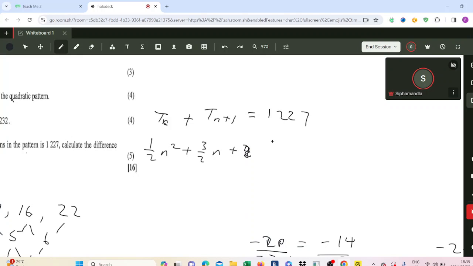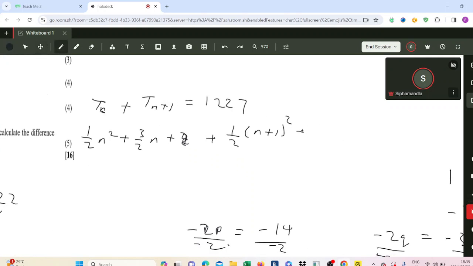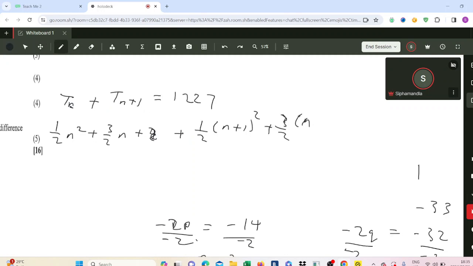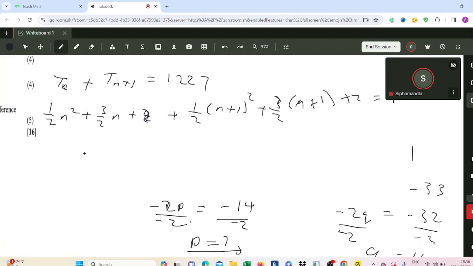And then the next one will be plus 1 over 2 into n plus 1 squared, plus 3 over 2 into n plus 1, plus 2, and then that must be equal to 1227. So now let's solve for n here.